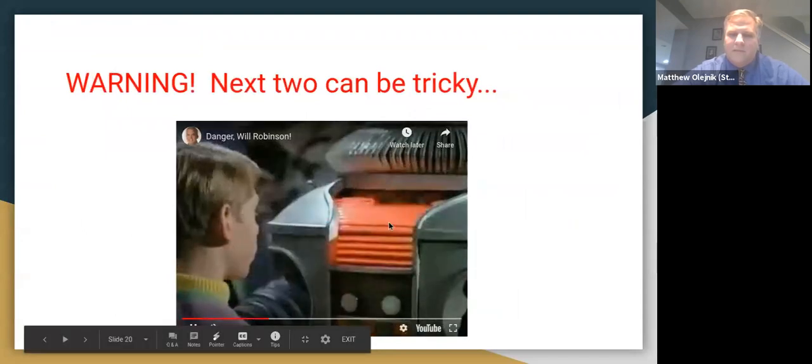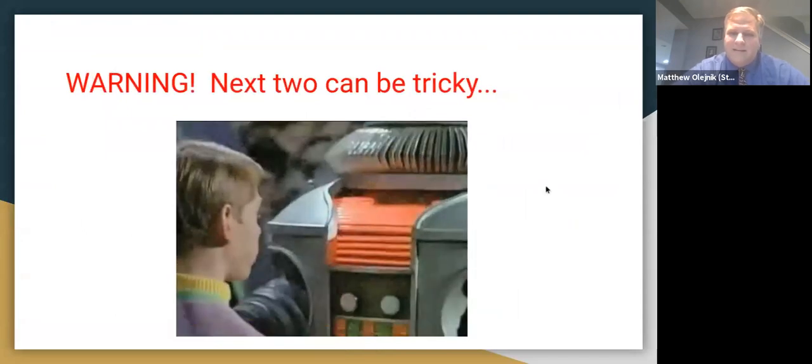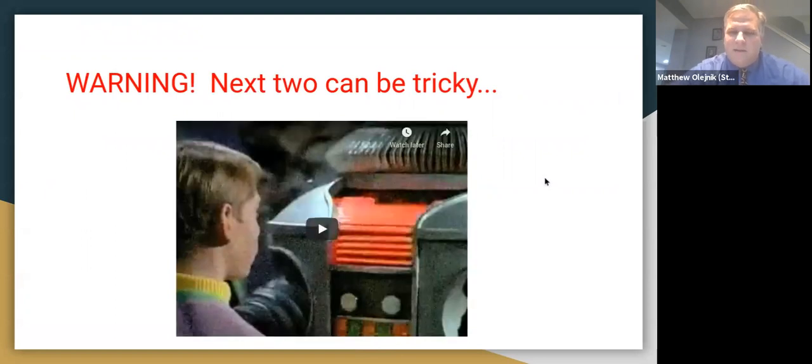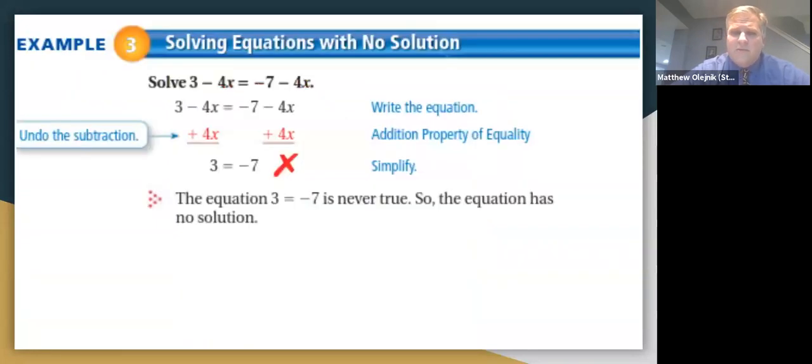Danger, Will Robinson. Danger. No, Will Robinson. Danger. Ah, the classic Lost in Space with the robot. Why is this dangerous? Well, because these next ones can be a little tricky sometimes for 7th graders.